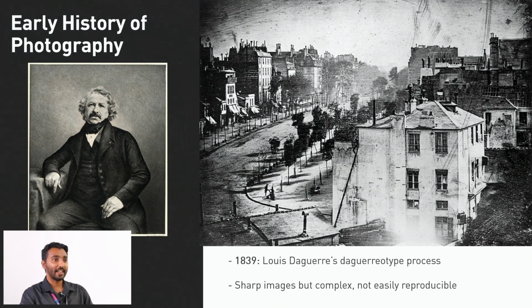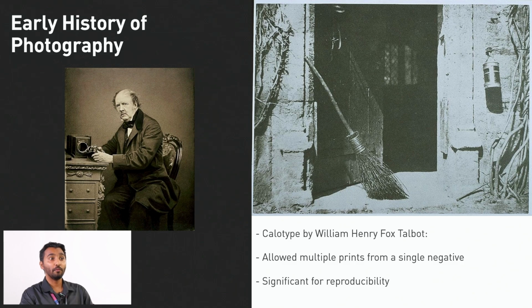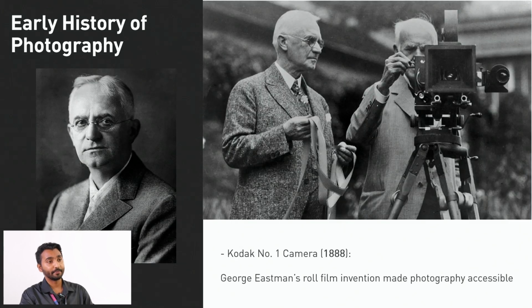Meanwhile, across the channel, British scientist William Henry Fox Talbot invented the calotype, which used paper coated with silver iodide and allowed multiple prints from a single negative. Talbot's invention was a key milestone in making photography reproducible and accessible.